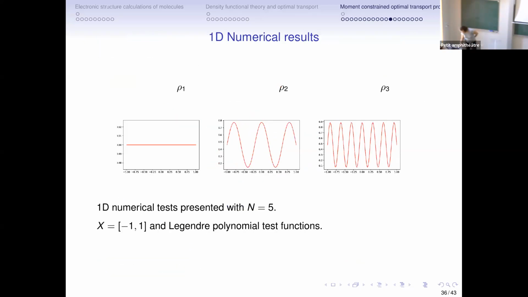So I'm going to skip this and just show you some numerical results that we have obtained with this kind of scheme. So here, first, some one-dimensional numerical results, but with 5 electrons, nevertheless. So instead of R3, I'm just on the interval minus 1, 1. And here are 3 different values for this electronic density rho that we consider. The advantage of doing this 1D numerical test is that we know analytically the solution of the exact optimal transport problem, and so we have some reference to compare to.